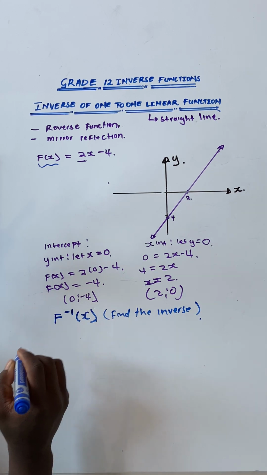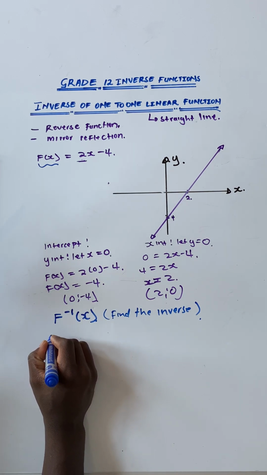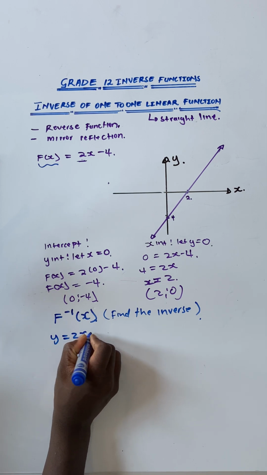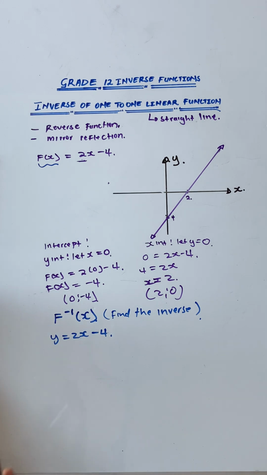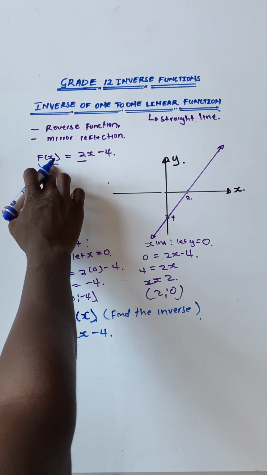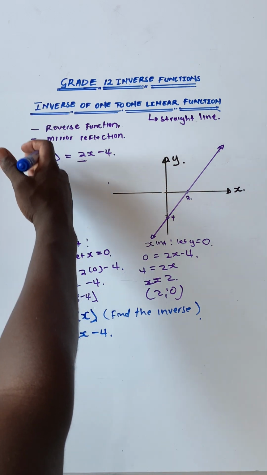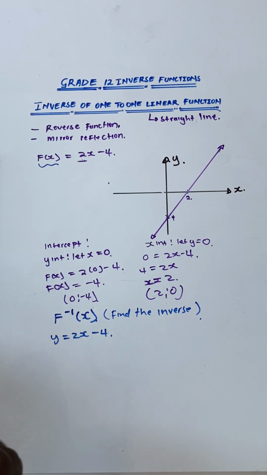So how would we do that? We would simply say, all right, y is equal to 2x minus 4. That's the first step when finding the inverse. The first step is just removing this and replacing it with a y instead, because we know that this represents the y values here. So that's what we're trying to do there.